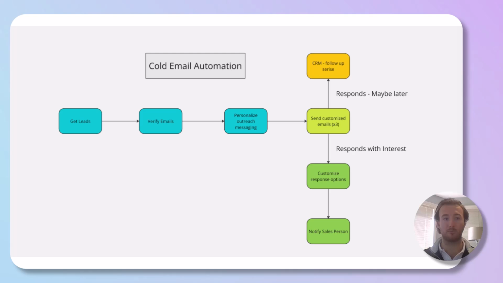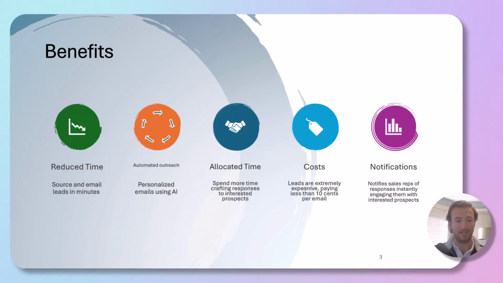Note that a follow-up response could be automated here if you wish, but for this example, we're going to be reaching a jump-off point where as soon as we get someone interested or get an interested response, it notifies the sales rep and they take over from here. Okay, so let's take a look at some of the benefits before we review an example.